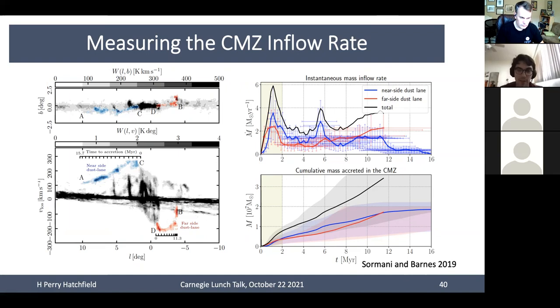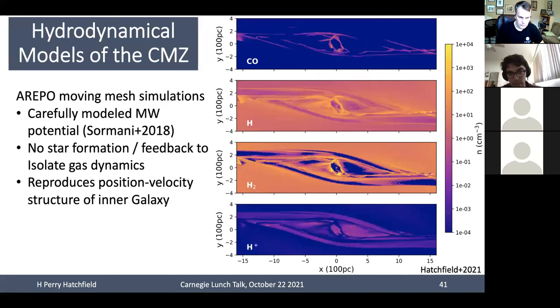However, it was noted that not all of this gas necessarily accretes directly onto the galactic center. Some of it might overshoot, some of it might be kicked out of its orbit. So if we want to figure out what the true inflow rate of the galactic center is, we need to understand the efficiency of the inflow. We need to understand how much of this dust lane gas actually accretes onto the CMZ and how much of it is lost or accretes at a later time.